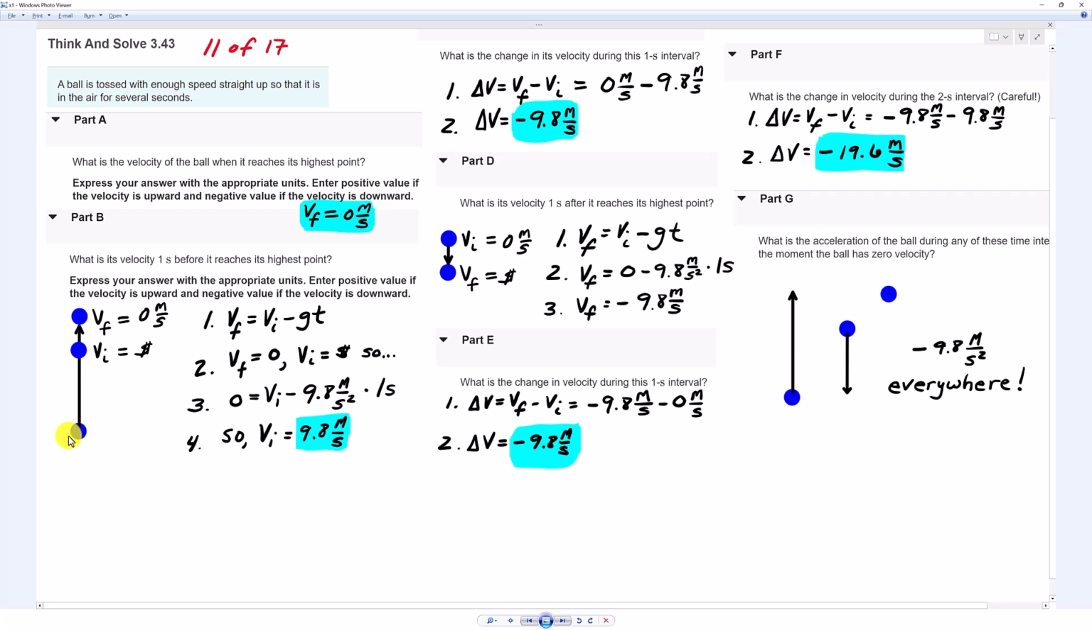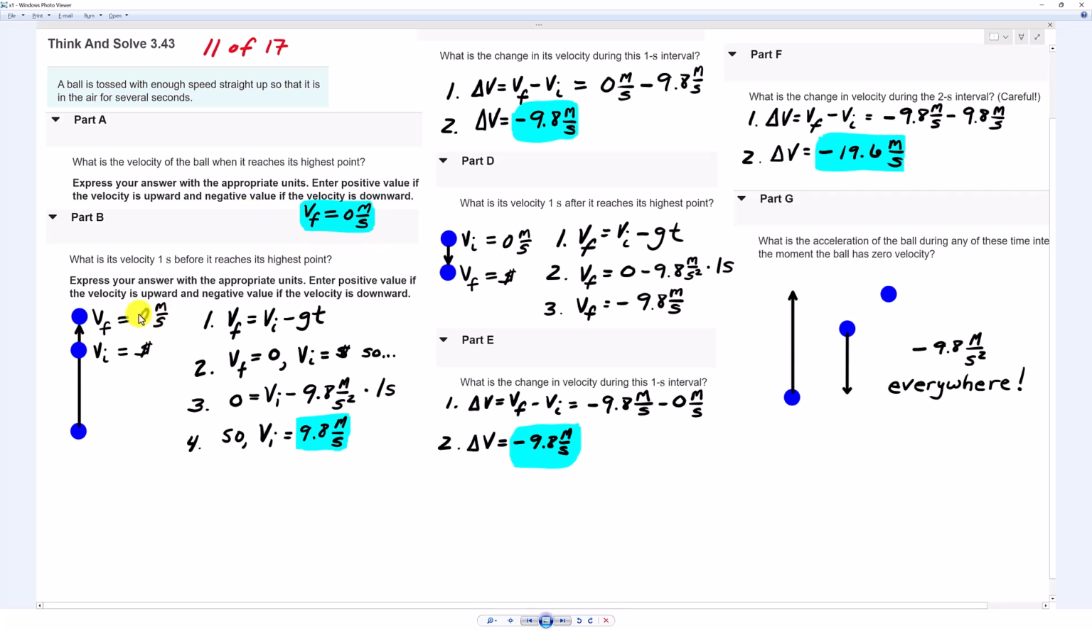Here's a ball down here. This blue ball is down on the ground, and then you throw it up, and it rises up, and at some point it reaches 0 velocity. So it's going up, it reaches 0 velocity, and then it falls down. So for part A, the final velocity at the highest point of an object's trajectory is 0 meters per second.